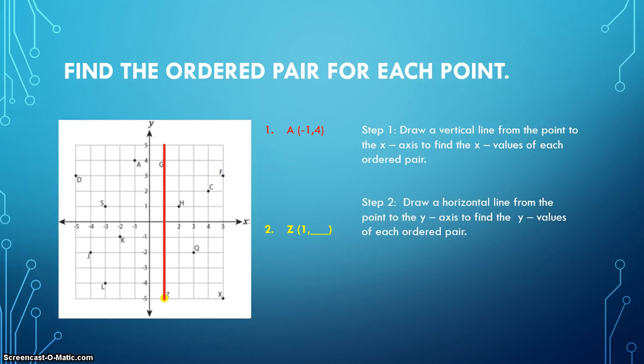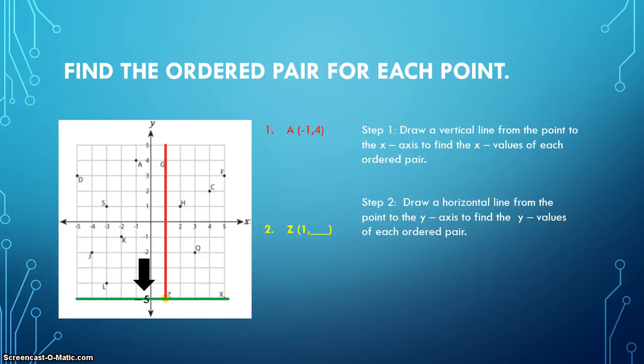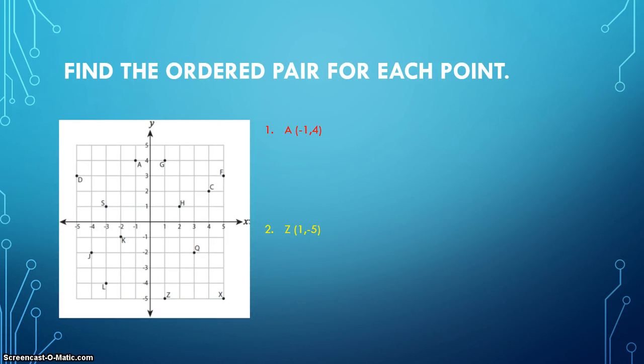Now I'm going to draw my horizontal line. I'm going to draw a green horizontal line. And now that I've done that, I'm going to see where it intersects the y-axis. And it looks like it's at negative 5. So now that I know my second number, I have the ordered pair 1, negative 5. So my answer for part number 1 is negative 1, 4, and my answer for 2 is 1, negative 5.